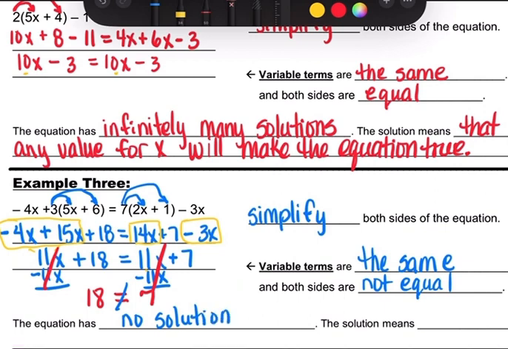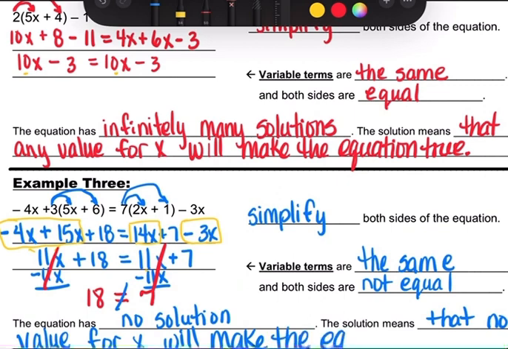And what this means is the solution means that there is no value at all for x that will make this equation true. So again, please mark at the top of your paper that I want you to study this. Make sure you know it inside and out.